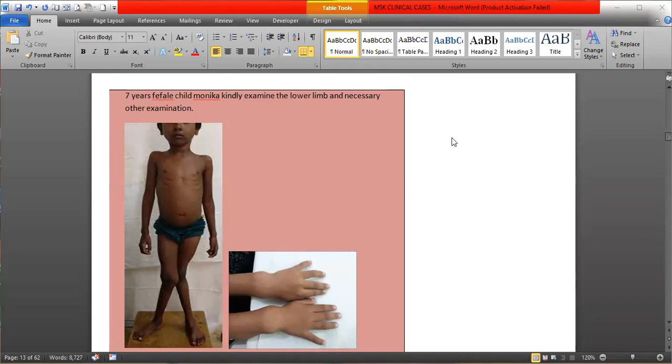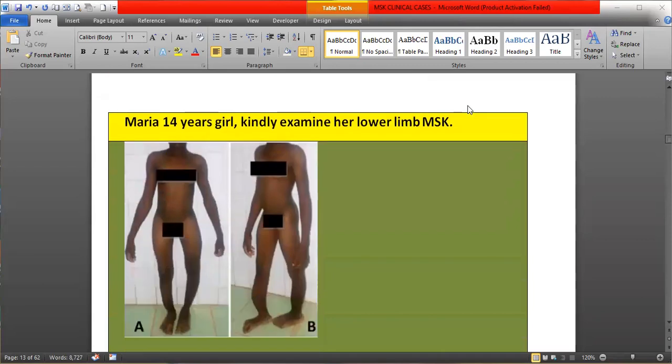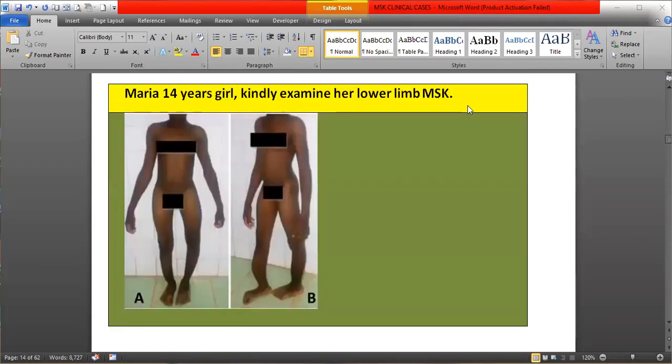Now we'll move to our last case tonight. This one. Maria, 14 years old girl, kindly examine the lower limb MSK.